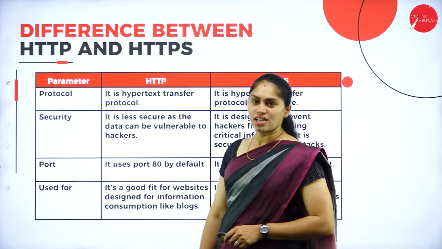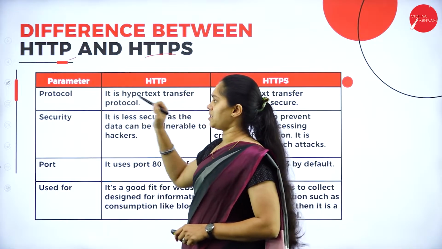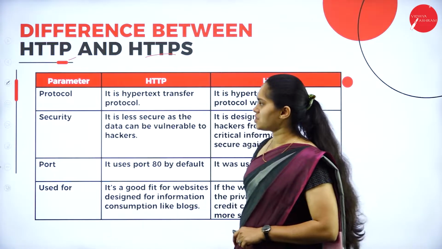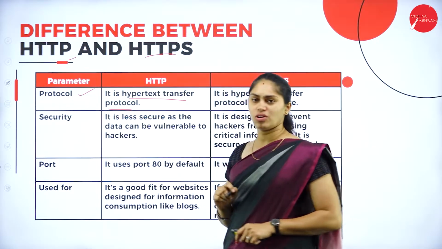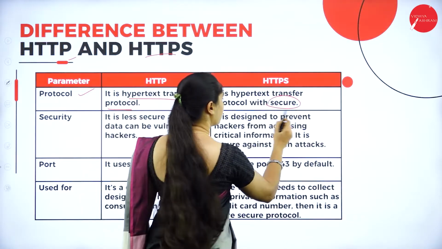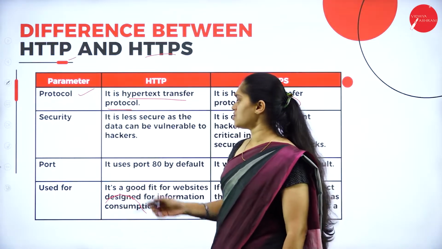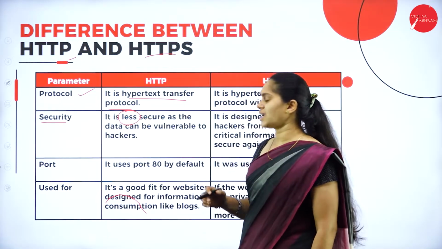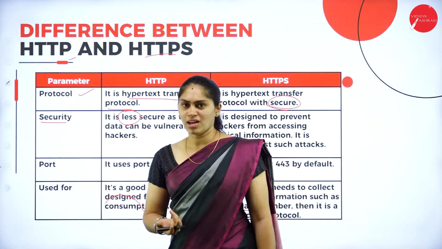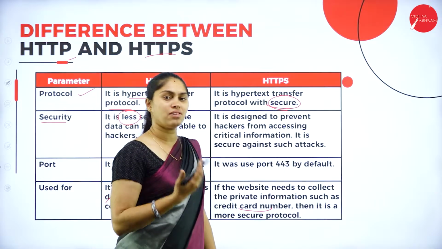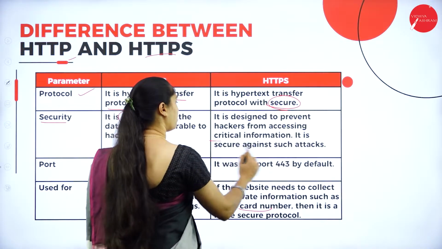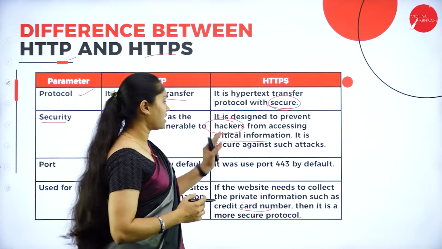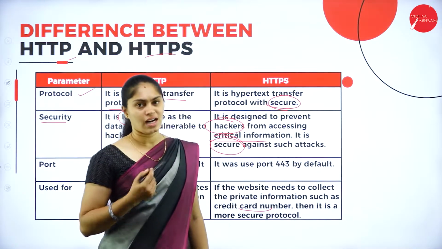Now here you can see the difference between HTTP and HTTPS on certain parameters. As per the protocol, HTTP is Hypertext Transfer Protocol, and HTTPS is Hypertext Transfer Protocol Secure. When it comes to security, HTTP is less secure. Why? Because it doesn't have the S, so it can be vulnerable to attacks and hackers. In HTTPS we have an encryption methodology, so critical information cannot be accessed by hackers. That means it is secure against attacks.